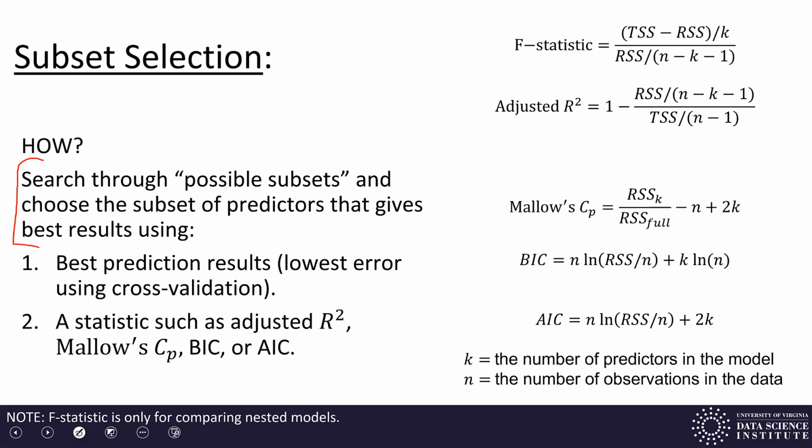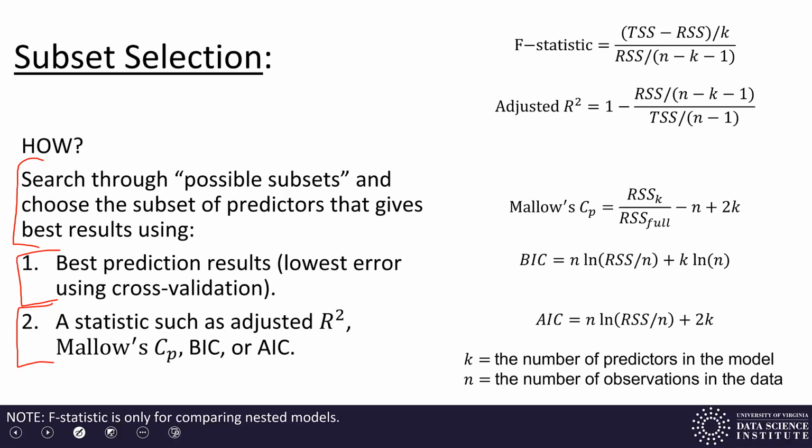and get the set of predictors that give us the best results. And best results could be lowest cross-validation error or some test statistic. And so on the right-hand side of the slide, we have a bunch of different test statistics that could be used. You could use an adjusted R-squared.